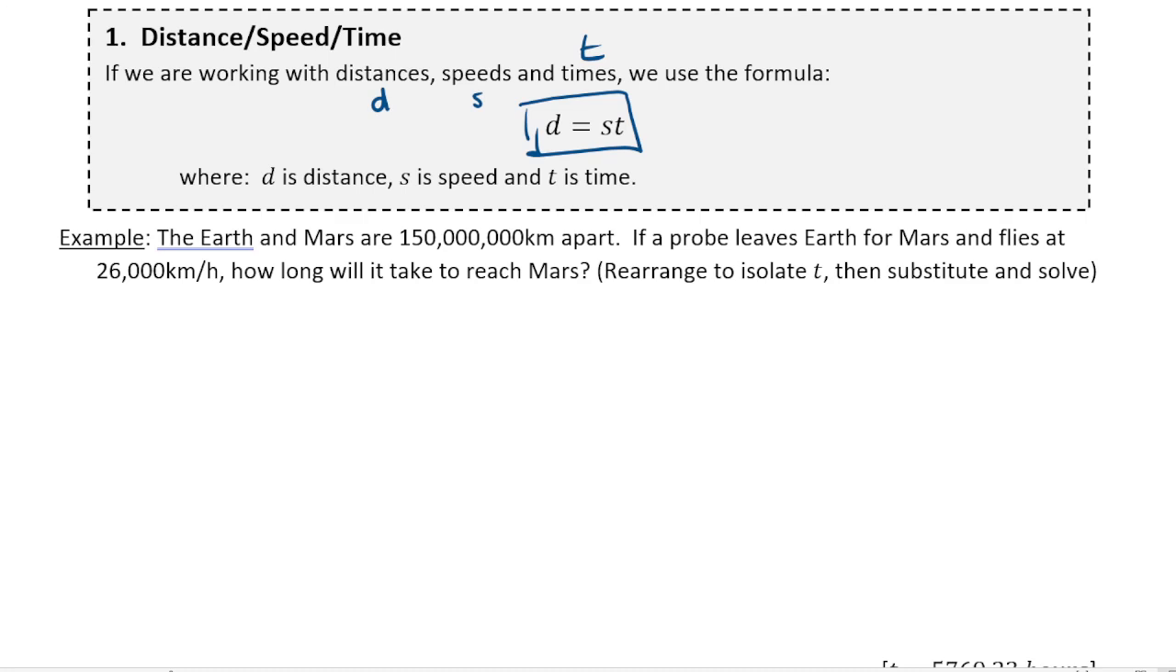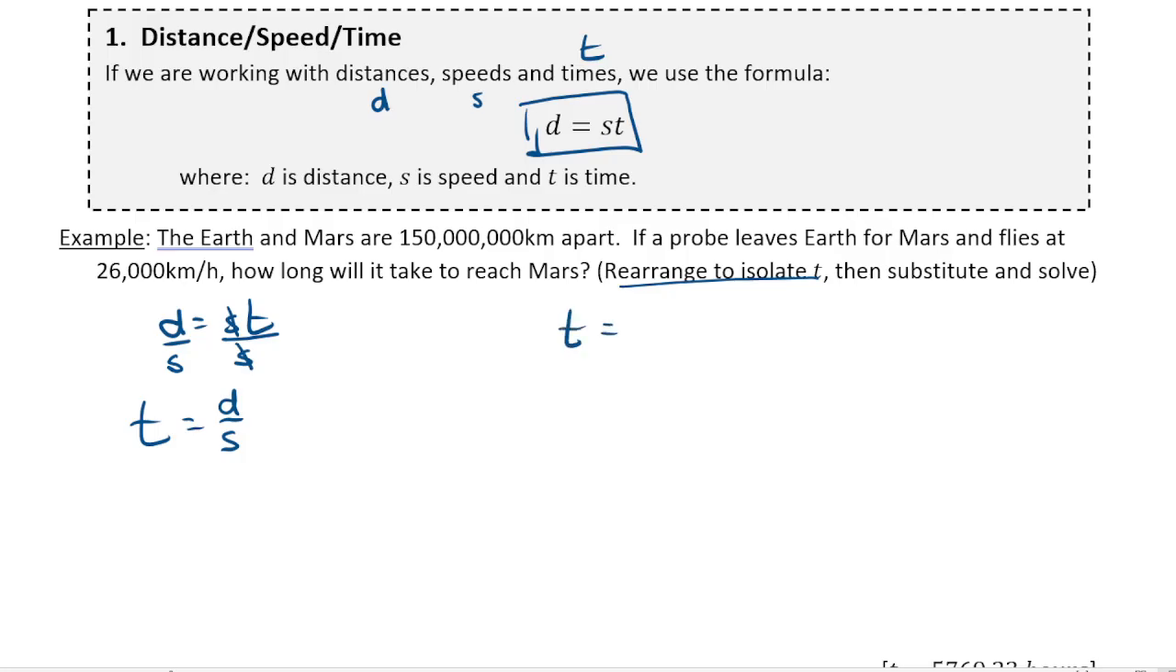So Earth and Mars are 150 million kilometers apart. If a probe leaves Earth for Mars and flies at 26,000 kilometers per hour, how long will it take? So we have to rearrange to isolate for t, and then substitute, and then solve. So it's all coming together now. So we have d is equal to st. I want t by itself, so I have to get rid of that s. Whatever I do to one side, I do to the other. So t is equal to d over s. And I just changed which side they were on because I like solving when the variable's on the left. If you just did d over s equals t, that works too. And now we have our substitution.